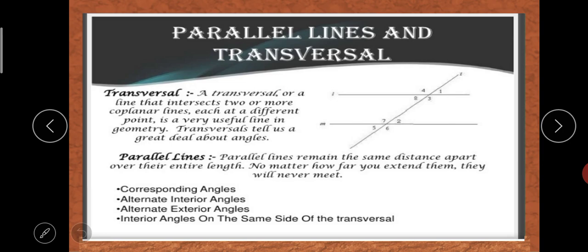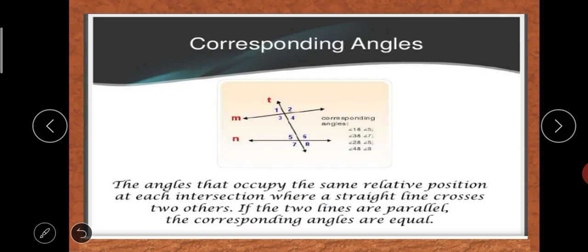Okay. Now what types of angles are formed when a transversal passes through the parallel lines? We will get corresponding angles, alternate interior angles, alternate exterior angles, and interior angles on the same side of the transversal. Okay, all these points are very important. When we are solving the exercise, we will study them again. So now let's start to study the angles one by one.